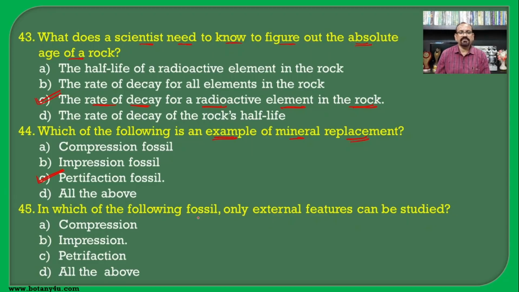Then in which of the following fossils can only external features be studied? See, only external features means not the internal. So the impression is a type of fossil in which only external morphology can be studied.